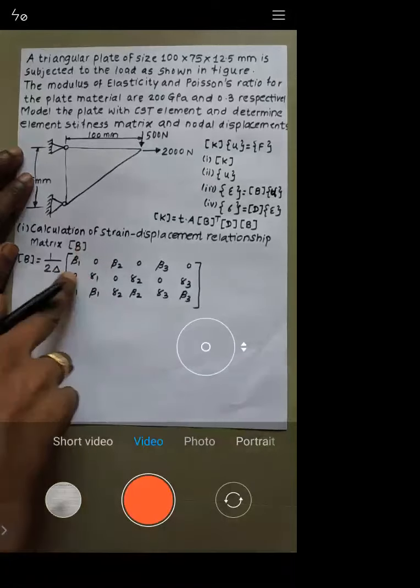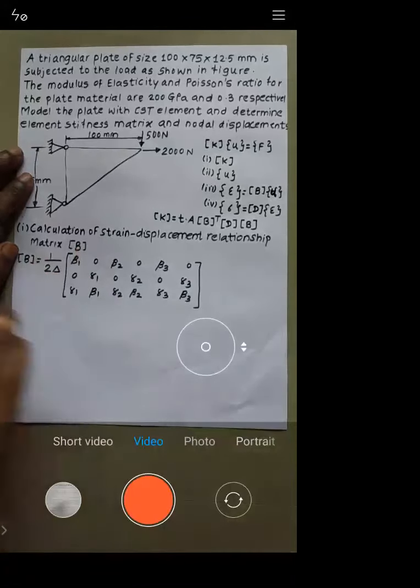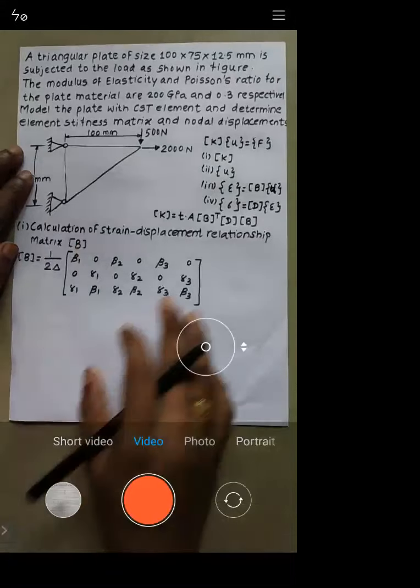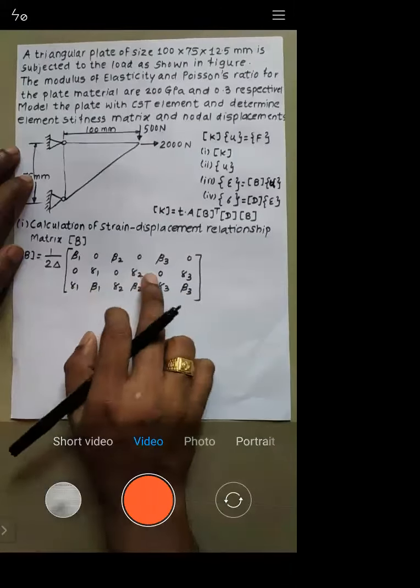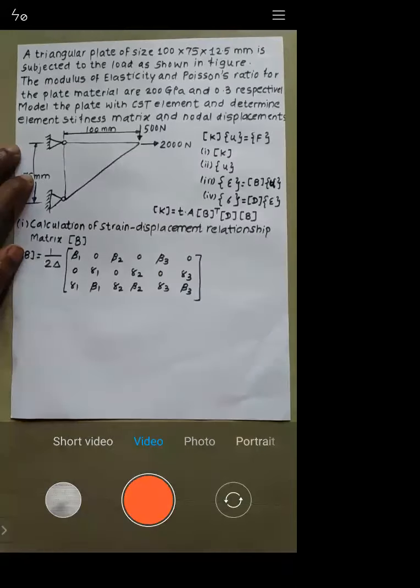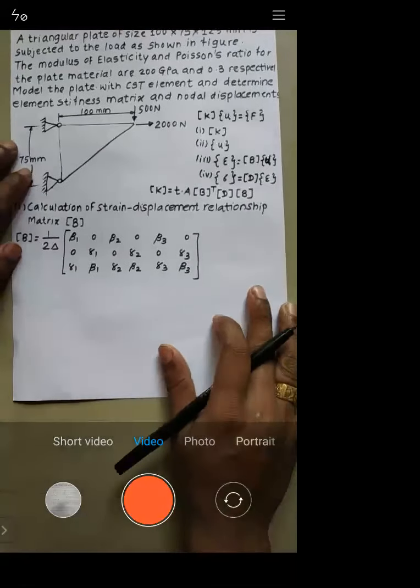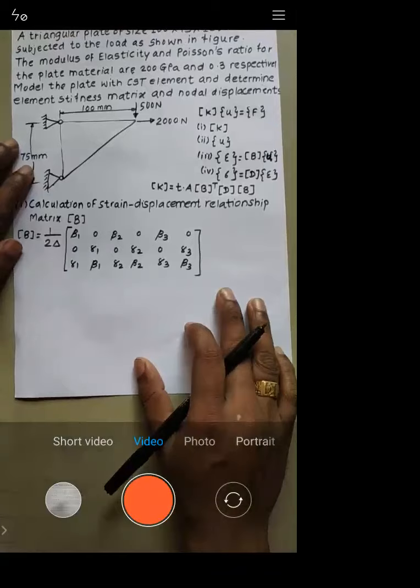So for B, what is required? 1 by twice delta. Delta is nothing but the area, right? So that we need to calculate. But see, if we need to calculate gamma 1, gamma 2, gamma 3, we should know the coordinates of every node, right?